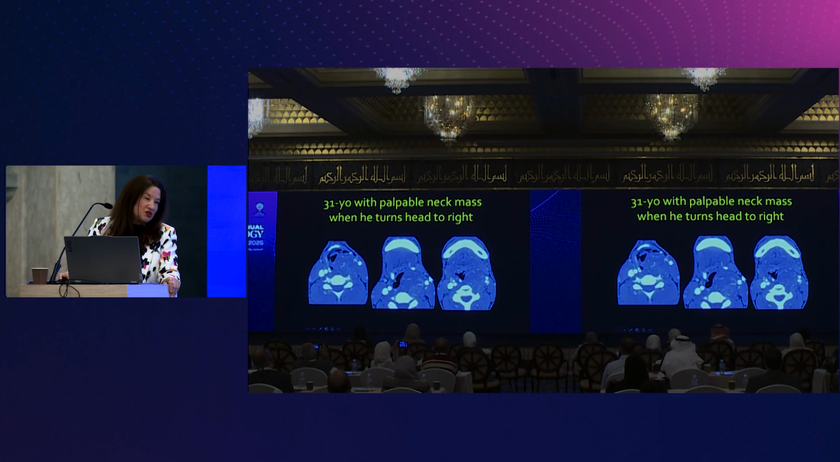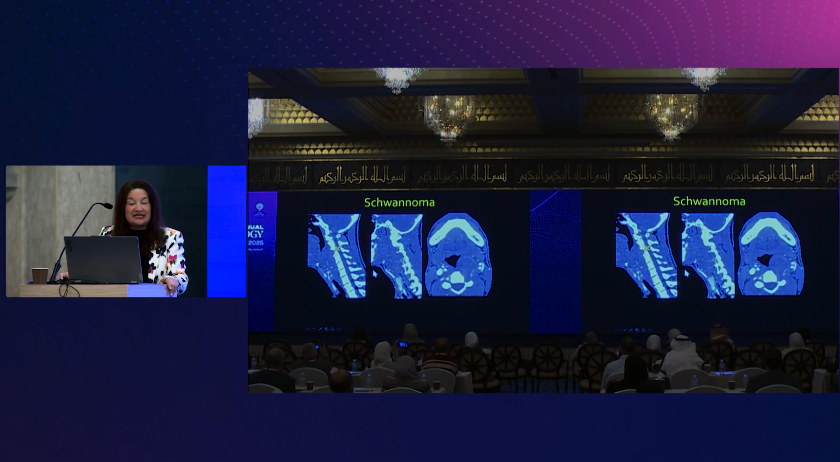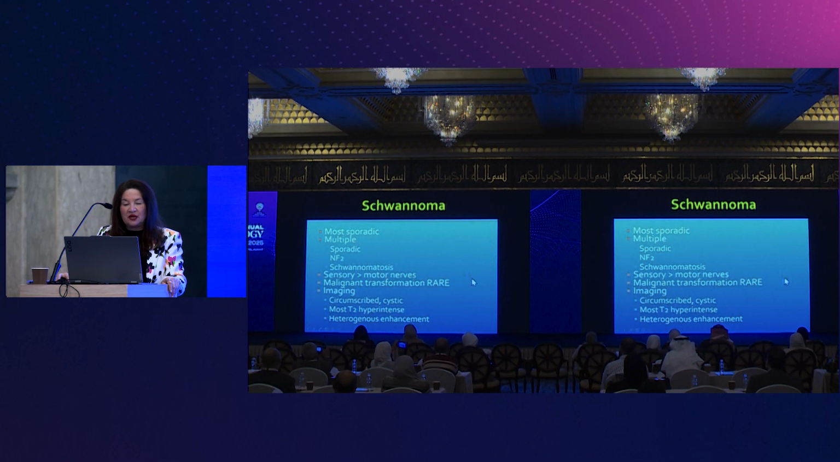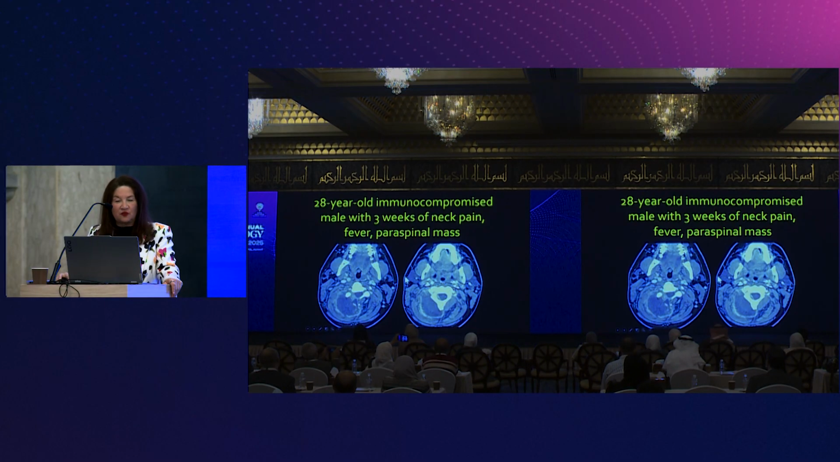Here is our patient. When he turns his head to the right, this thing becomes palpable. Here you can see the enlargement of the foramen, and again, scalloping of the vertebral body, and this is coming from the C3, C4 foramen. So this is a mass in the prevertebral paravertebral compartment here. Again, elevation of the prevertebral muscle. These are schwannomas. Most of them are sporadic. They come from sensory nerves, and they do not have malignant transformation.